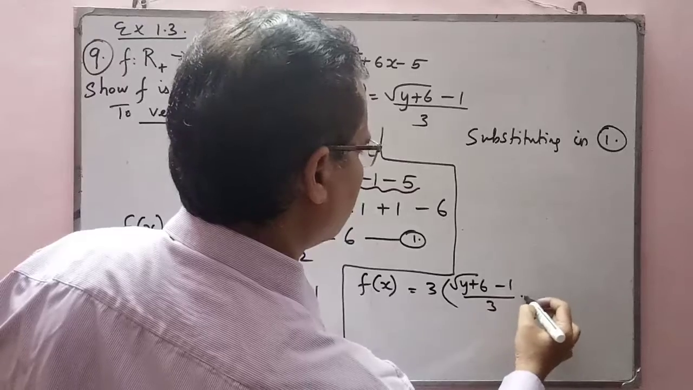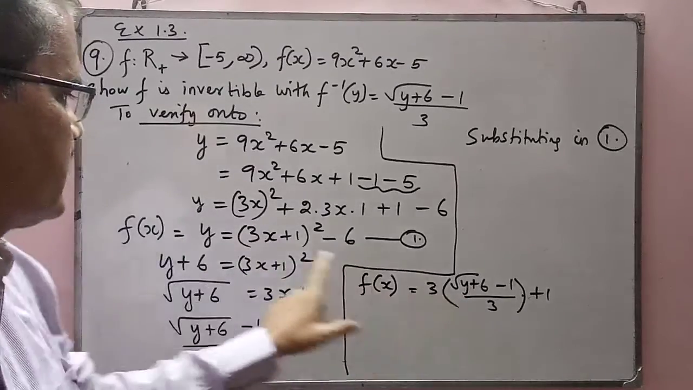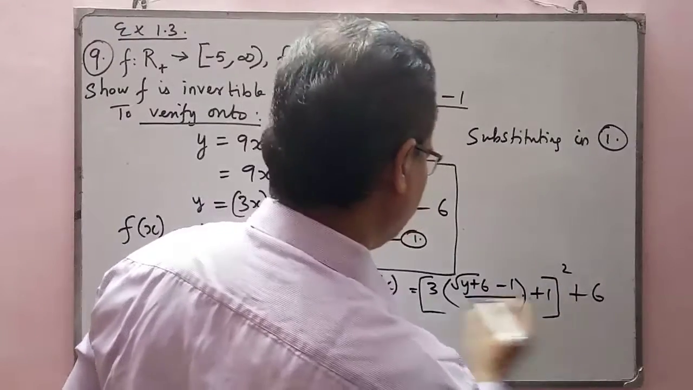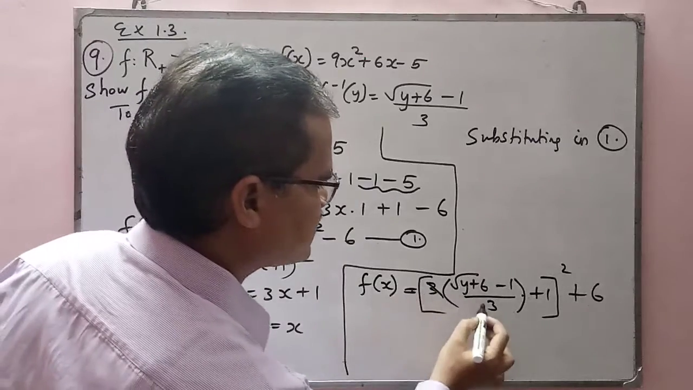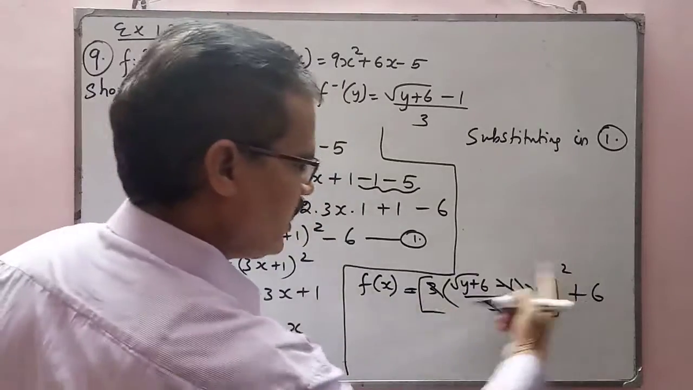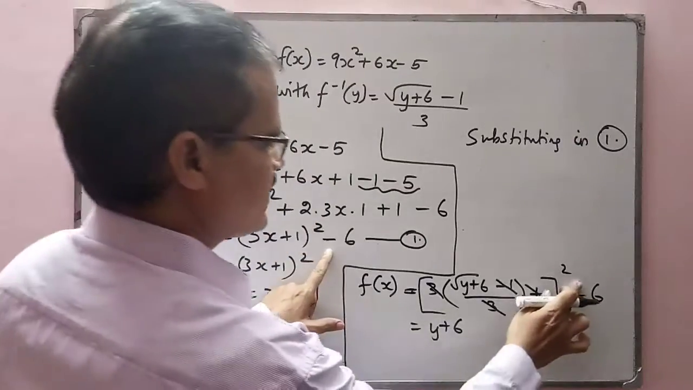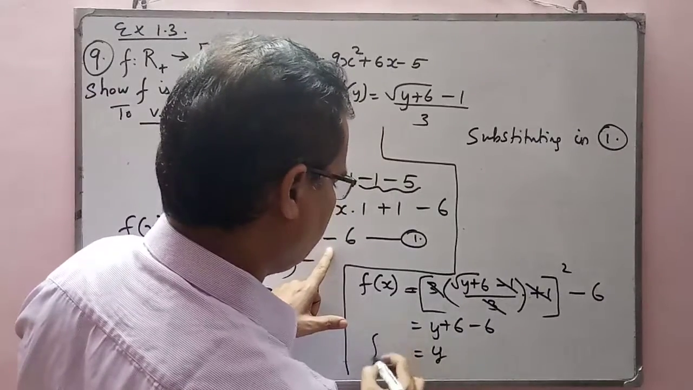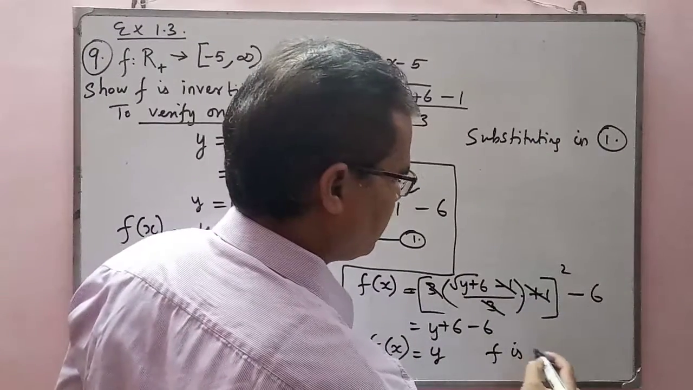So 3x plus 1, can you see this? 3 into x plus 1, the whole squared. We need to square this, minus 6. Only this step alone is a little difficult when substituting. Other things are going to be very easy. 3 and 3 get cancelled. Minus 1 and plus 1 get cancelled. Now square and square root get cancelled. You will get y plus 6. Then take this 6; it must be minus 6, it was minus 6 there. So plus 6 and minus 6 get cancelled. You get f of x equals y. So when you get f of x equals y, we know f is an onto function.